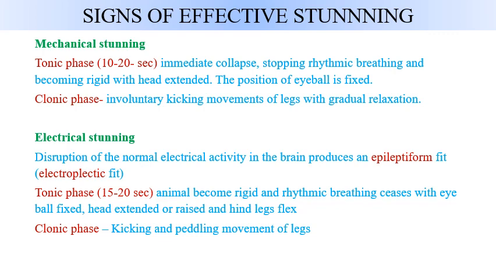Whereas in case of electrical stunning, it is almost similar with slight differences. Here the disruption of normal electrical activity in the brain produces an epileptiform fit, also called an electroplectic fit. In the tonic phase, about 15 to 20 seconds, the animal becomes rigid and rhythmic breathing ceases with eyeball fixed, head extended or raised and hind legs flexing. In the clonic phase, there is kicking and pedaling movement of the legs. So these are the typical signs of effective stunning.